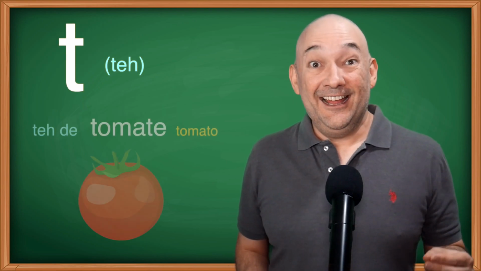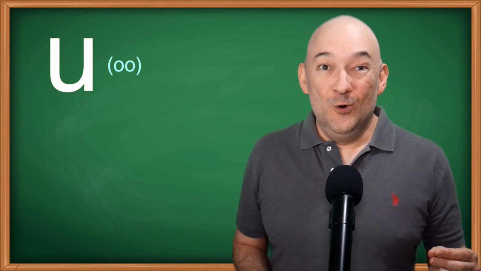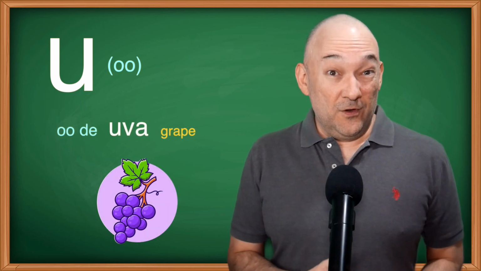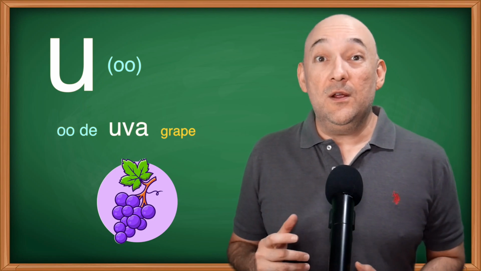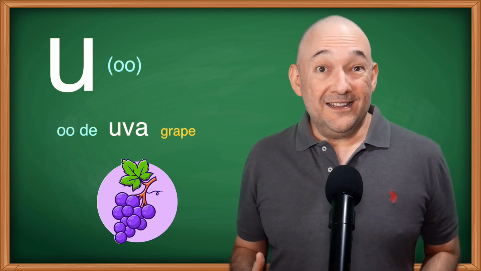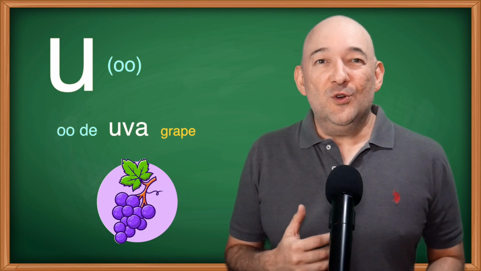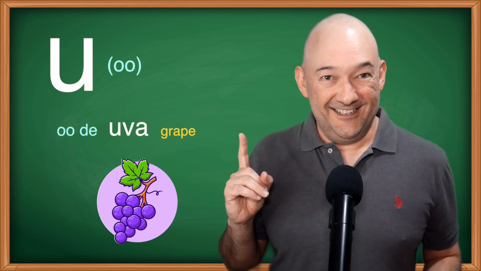S. S de sol. T. T de tomate. U. U de uva. If you have been following this channel, you know that the vowel U is the only one that sometimes doesn't make any sound in Spanish. But if you need to know more about it, you can watch my video titled The U Rule. I left you the link up here.